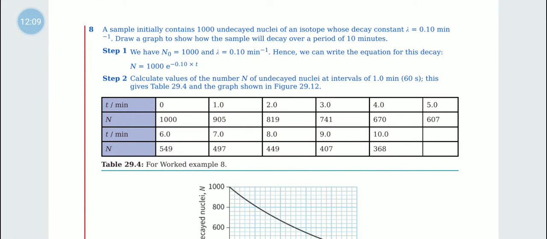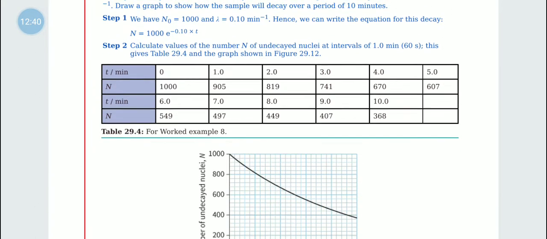Question number 8. A sample initially contains 1000 undecayed nuclei of an isotope whose decay constant lambda is 0.10 per minute. Draw a graph to show how the sample will decay over a period of 10 minutes. So we have N0 as 1000 and lambda equals 0.10 per minute. So we can write the equation for this decay: N equals 1000 e to the power negative 0.10 t.